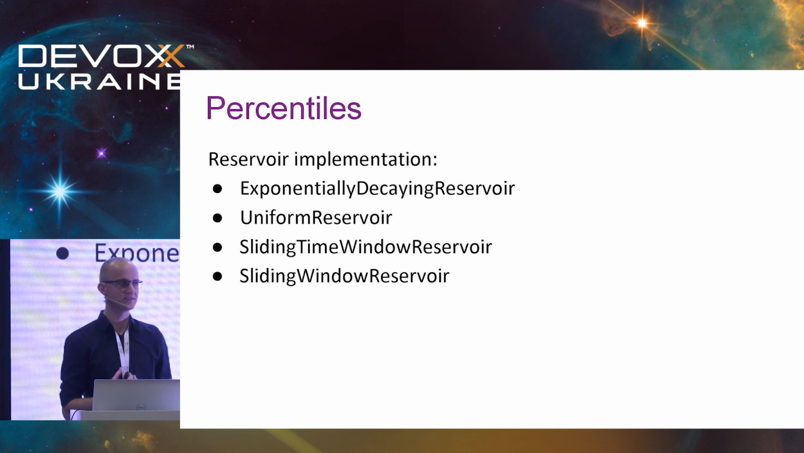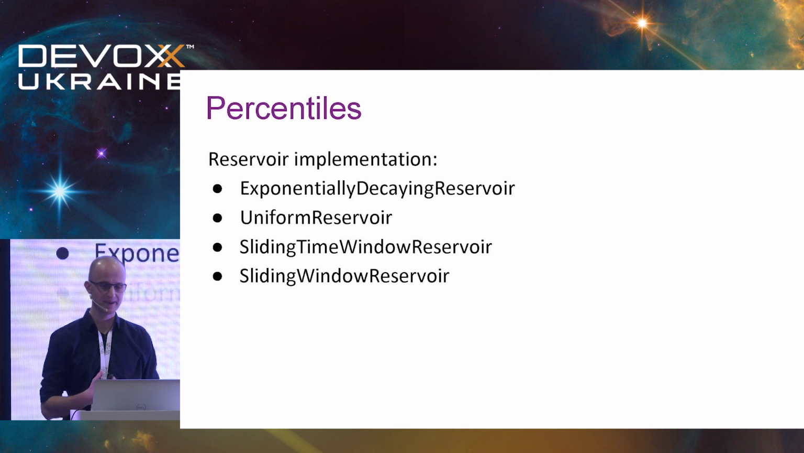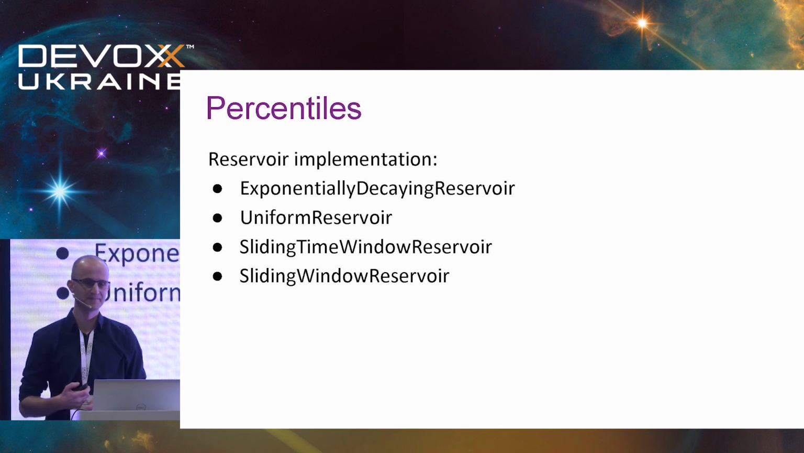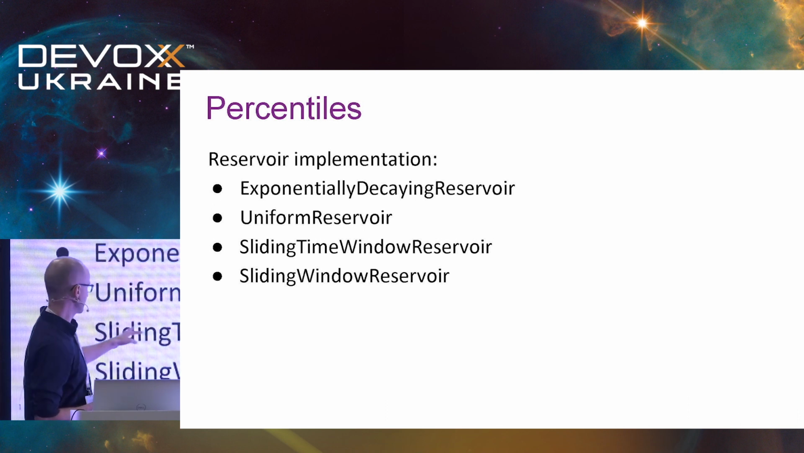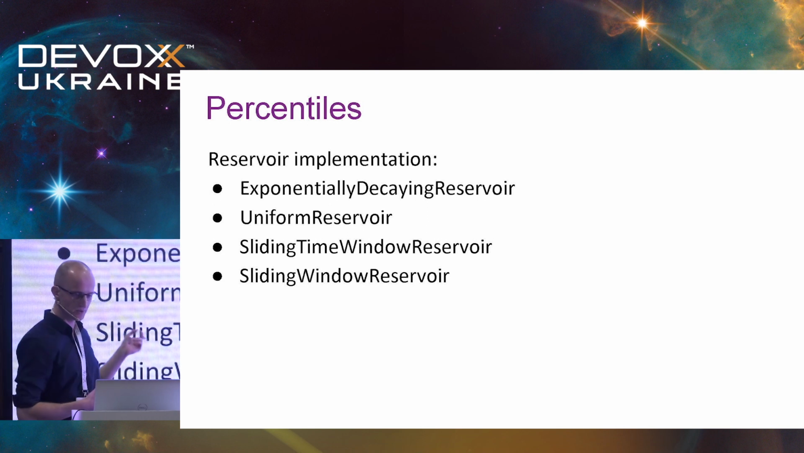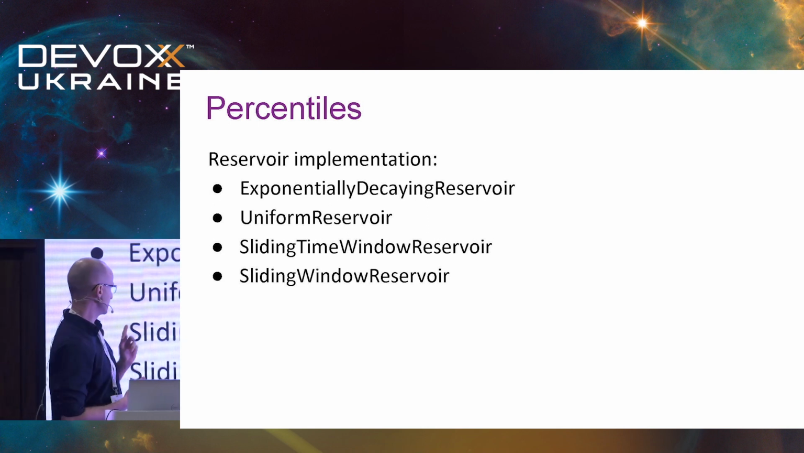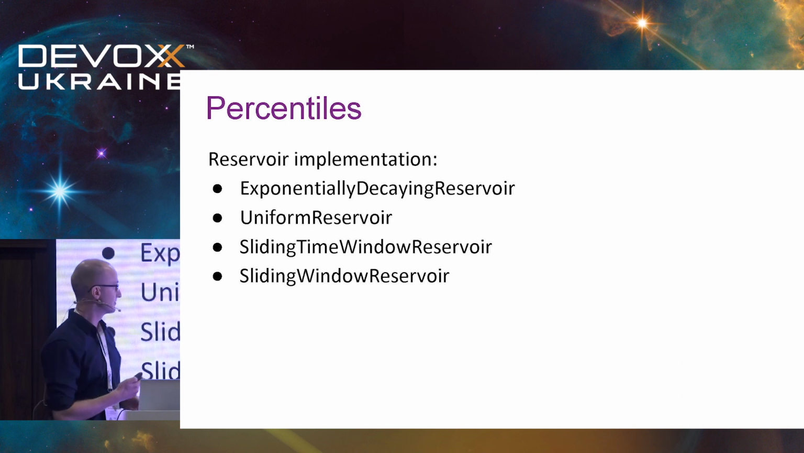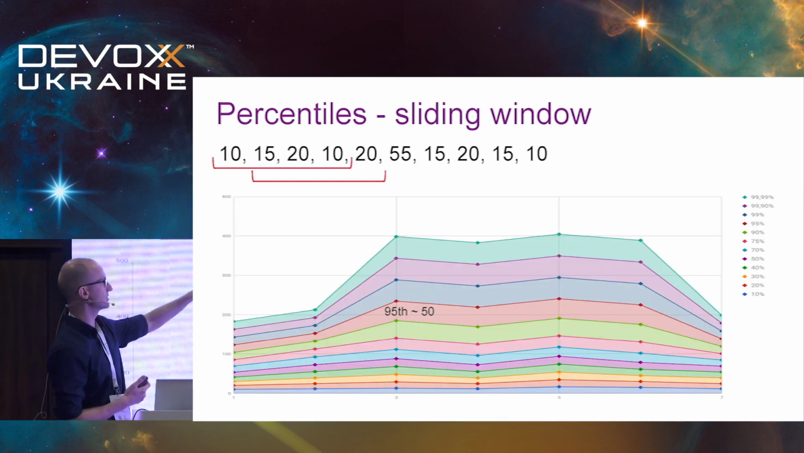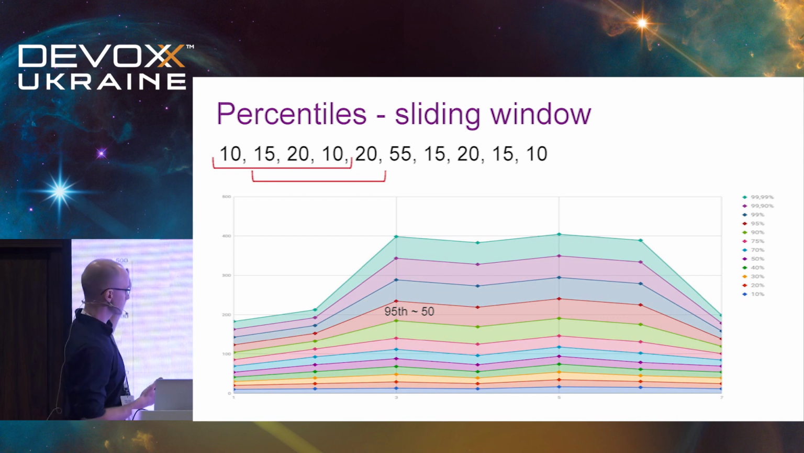Okay, great, so I just need to change this reservoir implementation. Yeah, but the next one is also using random. There are 2 more, sliding time window and sliding window. Those 2 will give you correct numbers, but they will show you something completely different. In case of sliding window equal 4, the algorithm will take the first 4 samples, calculate percentiles for those samples, then the next 4 and the next, etc.